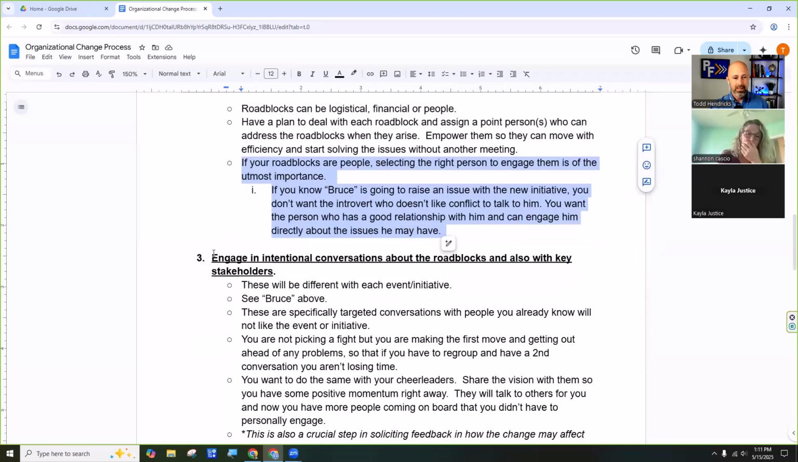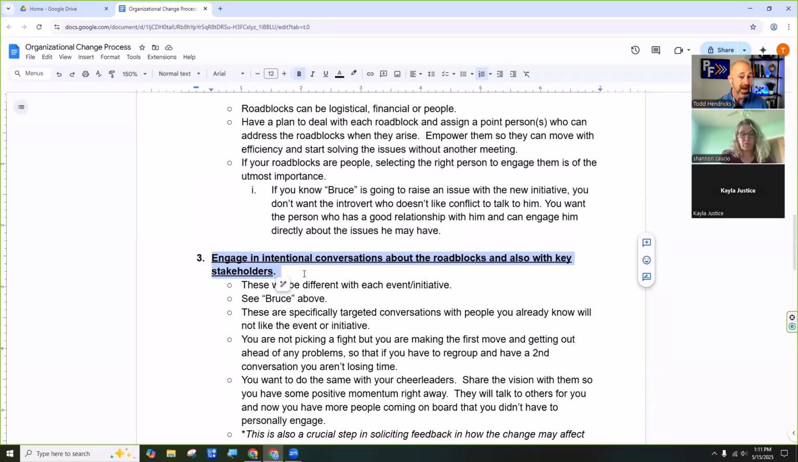Step 3, engage in intentional conversations about the roadblocks and also with key stakeholders. So now, this is step 3. We've done steps 1 and 2 already. Now step 3 is we are going to have these conversations. So this is going to be different with every initiative, every change that you implement in your organization.